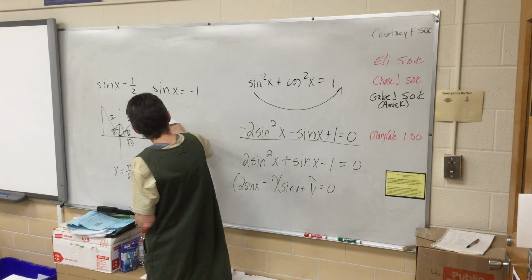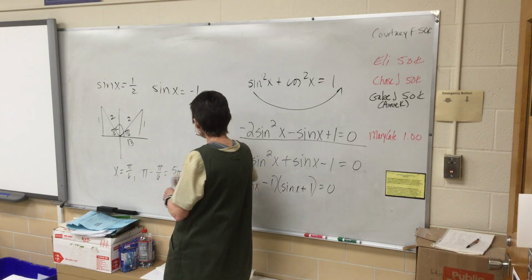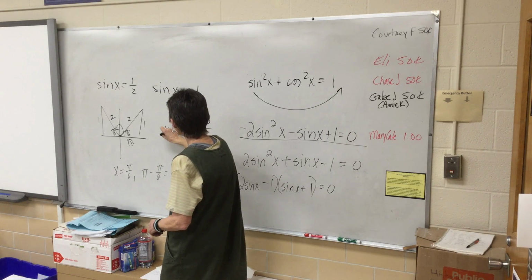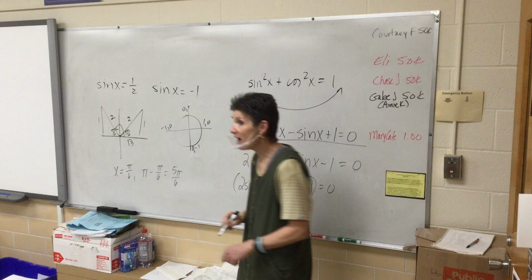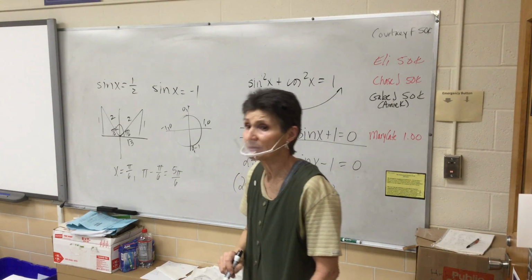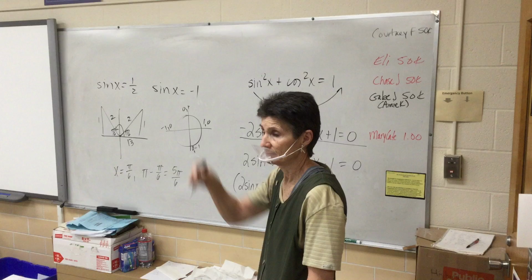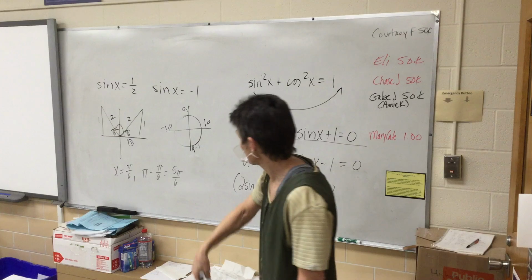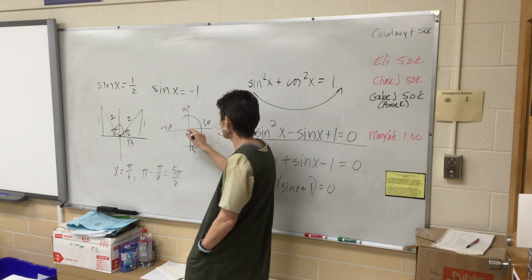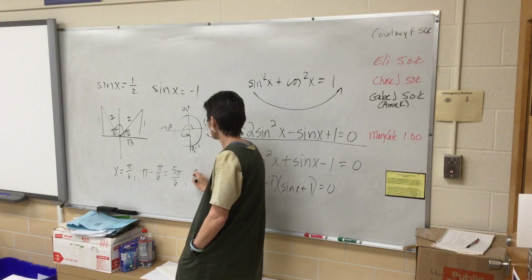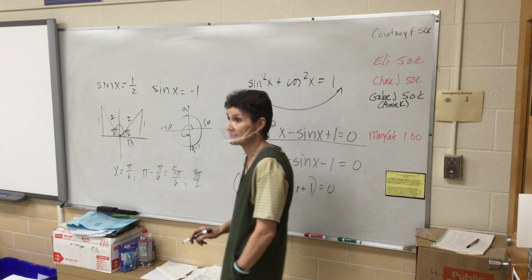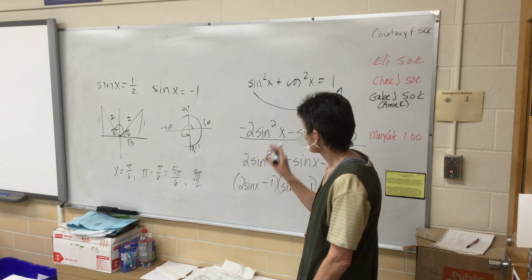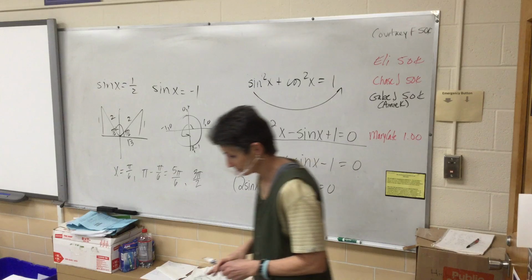So if the triangles aren't possible, I'm going to have to look at my circle. And where is it that the sine is -1? Straight down, right? That's where the sine is -1. What angle is that in radians? 3 pi over 2. Yep, 1.5 pi's. That's no fun. 3 pi over 2. And that's the only place. So that's the answer to that one.